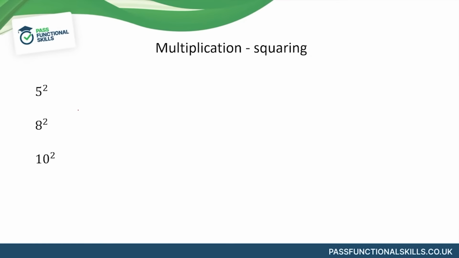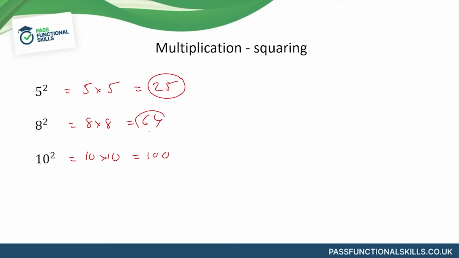On to squaring. Now if you ever see this small 2, that means you're squaring, and 5 squared means 5 multiplied by 5. So 5 squared is 25. 8 squared is 8 times by 8, which is 64. And 10 squared is 10 times by 10, which is 100. And incidentally, these are examples of some square numbers. Whenever you multiply a number by itself, you get a square number.